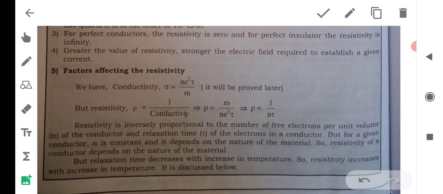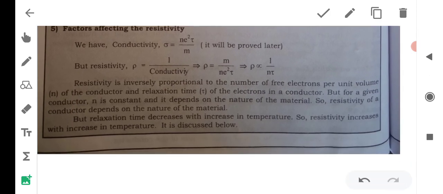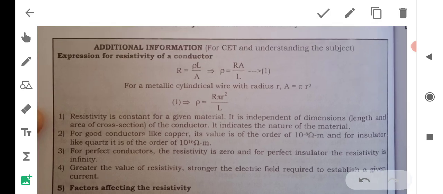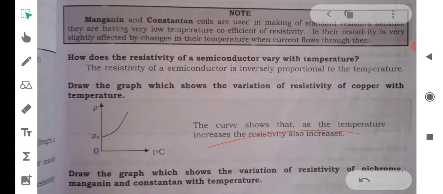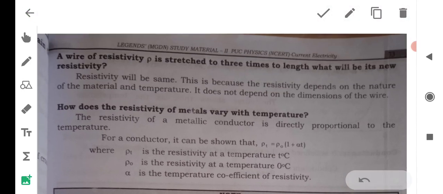Okay, all these things are there, and this is directly proportional. Okay, next we'll discuss one note. Here one question is there. A wire of resistivity rho is stretched to 3 times its length. What will be its new resistivity? One question is there, a very simple question.